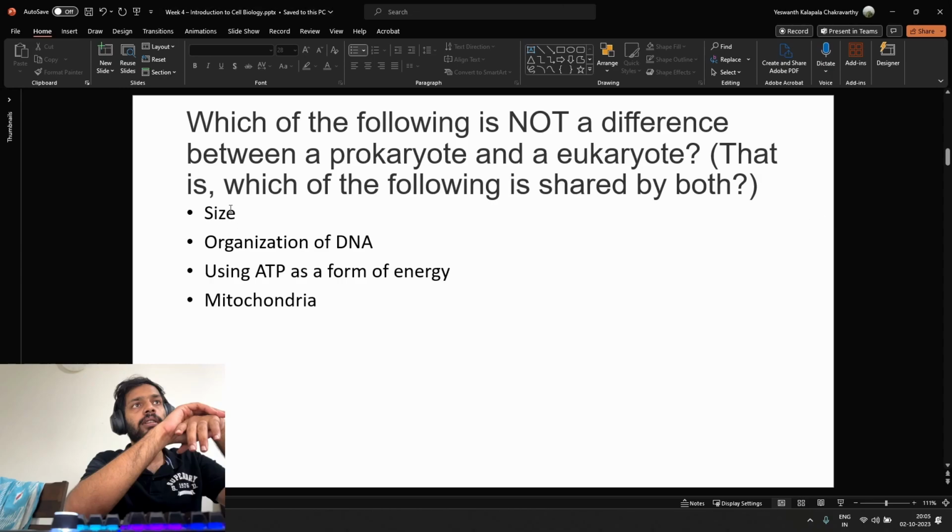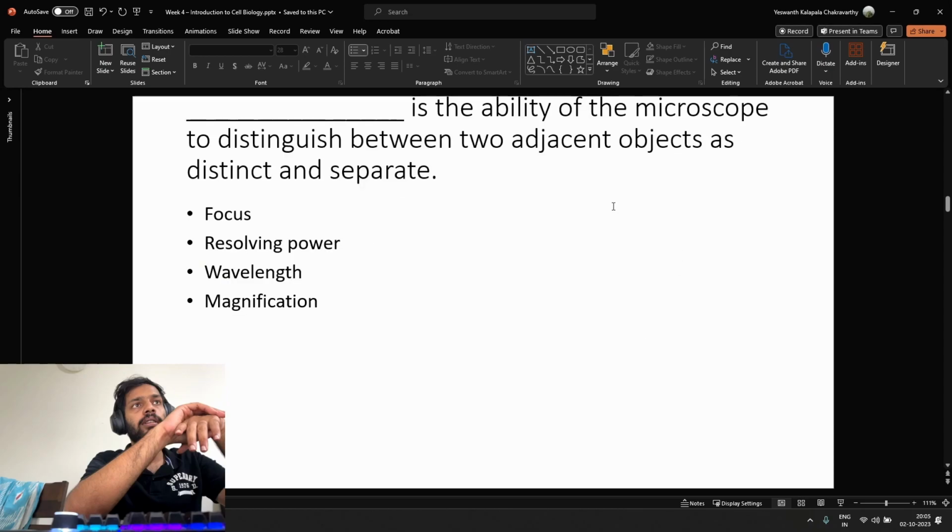So definitely not the size. C. Yeah. So using ATP as a form of energy is common between prokaryotes and eukaryotes. Okay. Resolving power is the ability of the microscope to distinguish between two adjacent objects as distinct and separate. So that's the resolving power of the microscope.